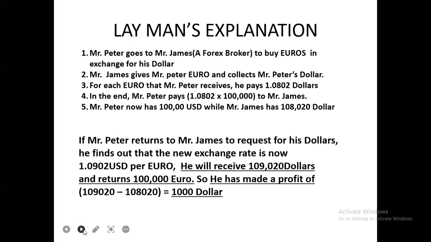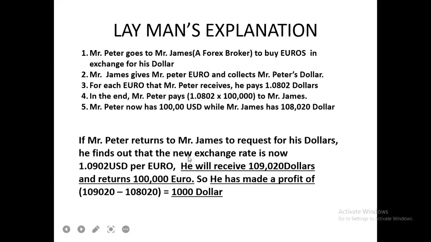dollar. So Mr. Peter is going to give Mr. James this value, 1.0802 times 100,000 to Mr. James. So Mr. Peter now has 100,000 euros, while Mr. James has 108,020 dollars.